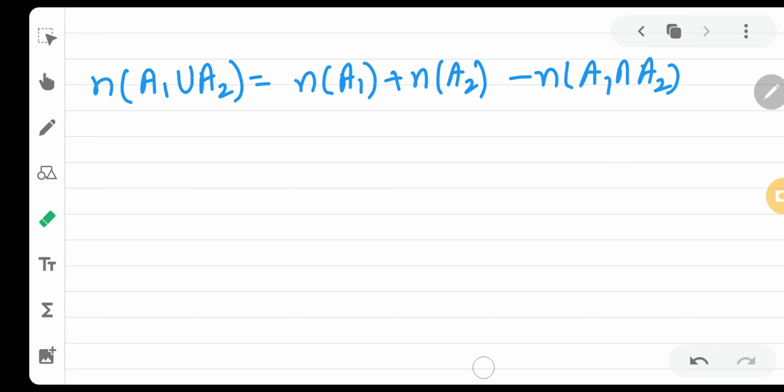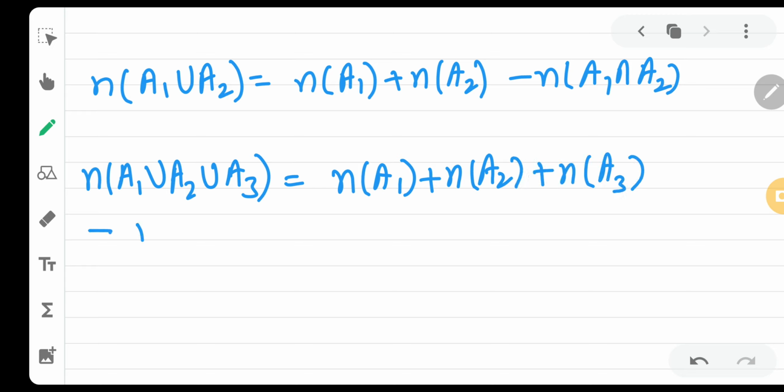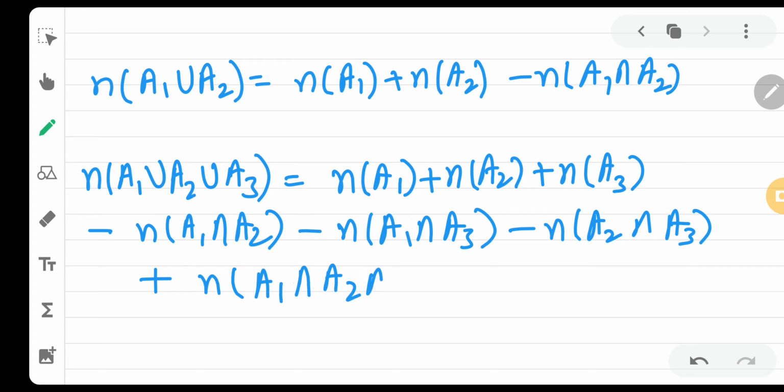Observe this very carefully. Now suppose if the same thing you write down for number of A1 union A2 union A3. You also know the formula for this. You will take firstly single elements, and then you will take intersection of two elements but with minus sign. So that will be number of A1 intersection A2 minus number of A1 intersection A3 minus number of A2 intersection A3. Right? Now two elements in intersection you have taken. Now you will take three elements in intersection but with a plus sign. So number of A1 intersection A2 intersection A3. Okay, so that is how you write it down.